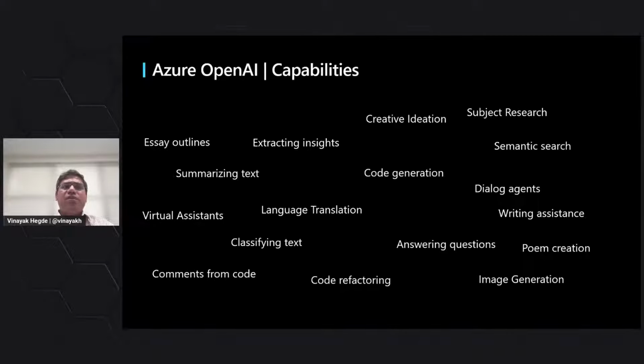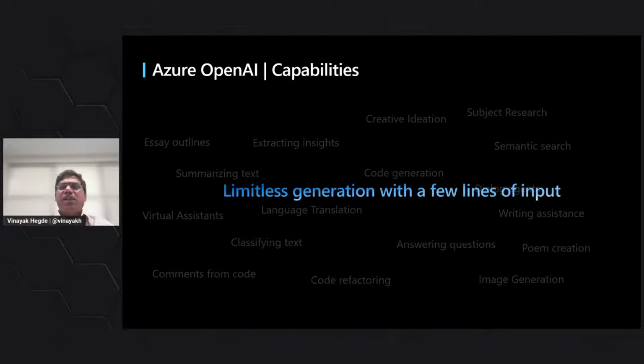You obviously can do language translation. You can use it as a virtual assistant. You can use it for poem creation, and hopefully we'll be able to do a demo of the poem creation as well. We'll talk about each of these. So there are possibilities for limitless generation with a few lines of input. I won't be going deep into prompt engineering because that itself is maybe a 2 hour talk, because it involves a lot of things. But I quickly want to mention a few things about prompts.